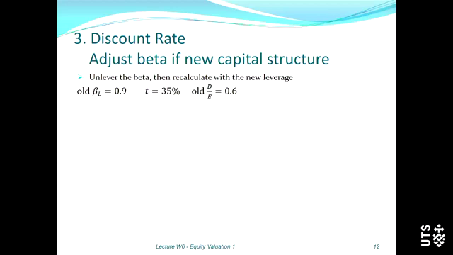Say this company, we measure their beta in the market and it's 0.9. That is the beta with the old leverage of the company. Tax rate is 35%, and the debt to equity ratio of that company in the past was 0.6, right? So for each dollar of equity, there's 60 cents of debt in the capital structure.